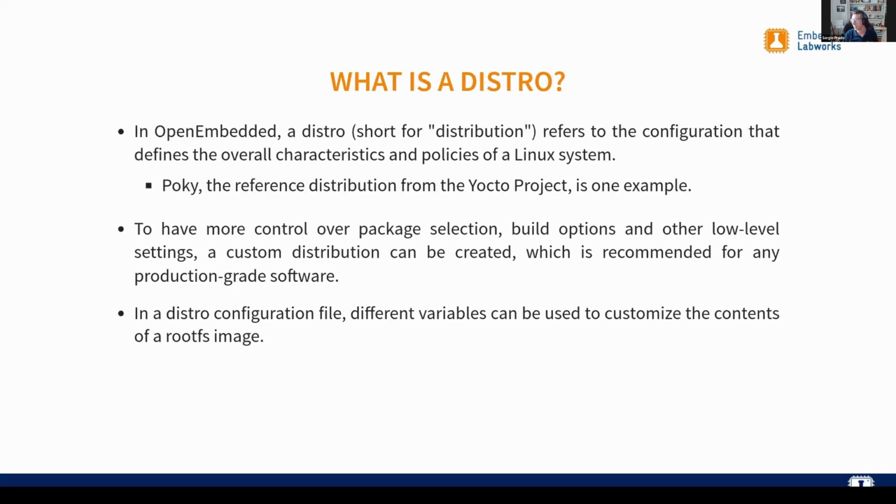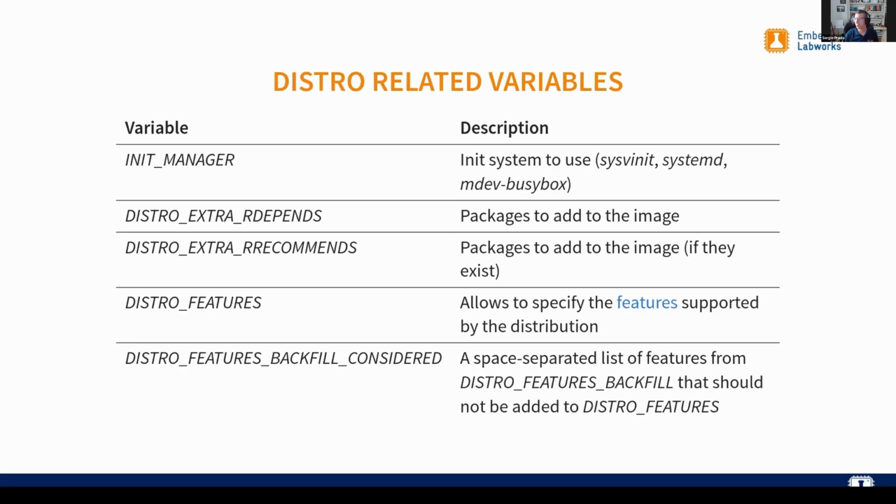So let's talk first about the distro level. A distro in Yocto OpenEmbedded is a kind of policy for generating the embedded Linux system, right? It defines the base configuration, the overall features of the image that you want to create. Poky, we know, is the reference distribution. And of course, if you want to have more control, and also if you are building a production system, you will probably not want to use Poky. That was actually mentioned a few times during this event. And you're probably going to want to create your own distribution.